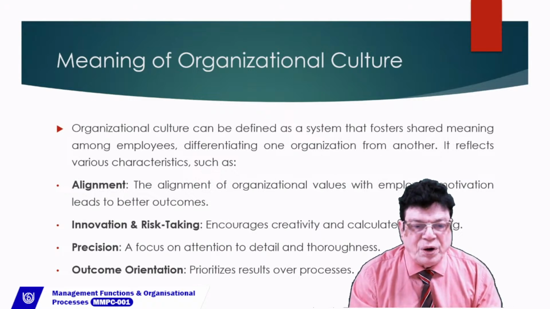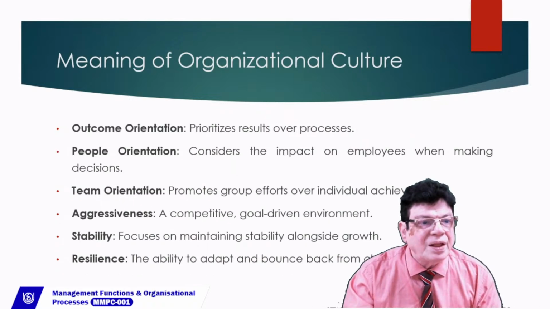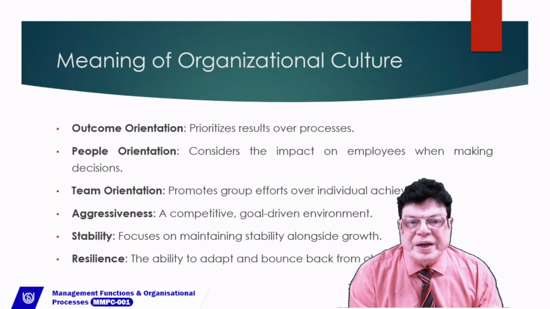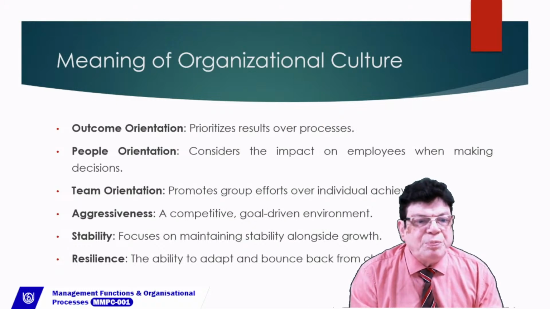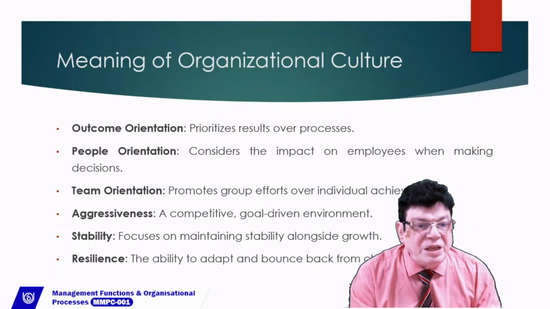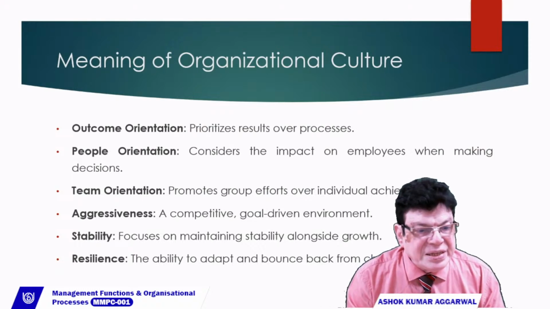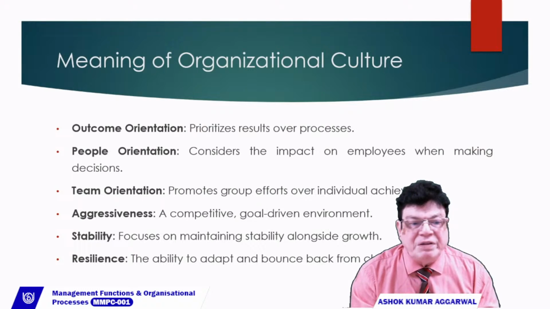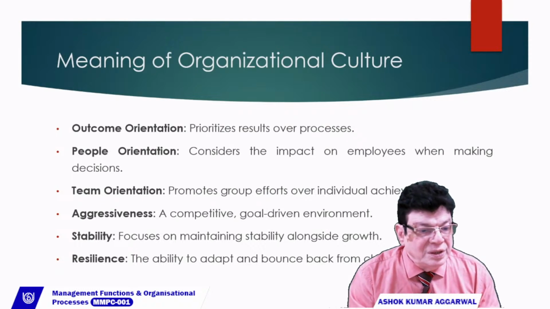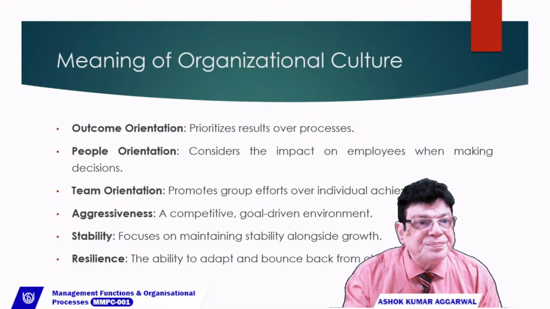Outcome orientation prioritizes results over processes. People orientation considers the impact on employees when making decisions. Team orientation promotes group efforts over individual achievement. Aggressiveness: a competitive, goal-driven environment. Stability focuses on maintaining stability alongside growth. Resilience: the ability to adapt and bounce back from challenges.